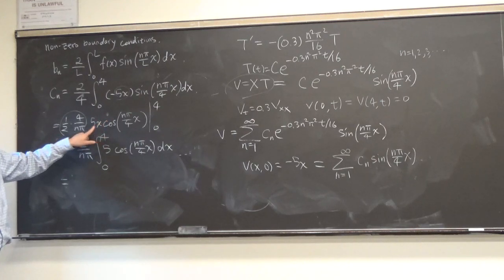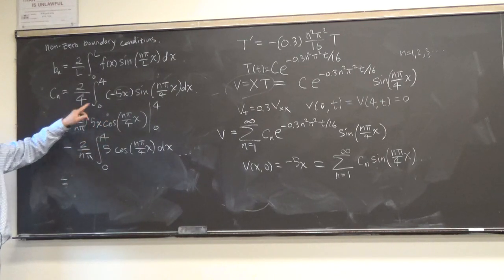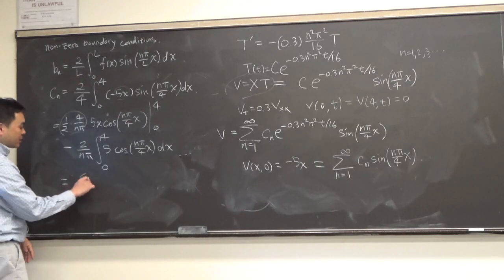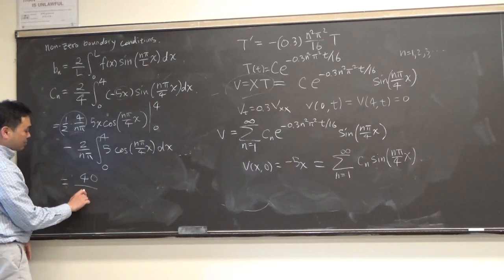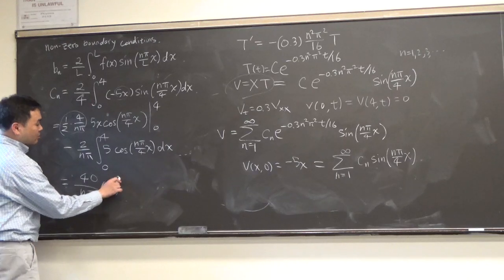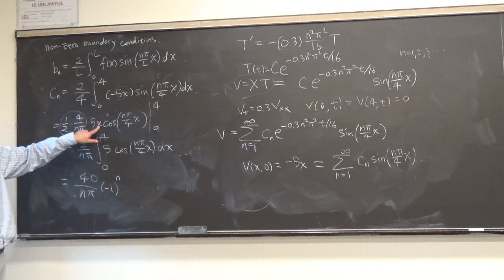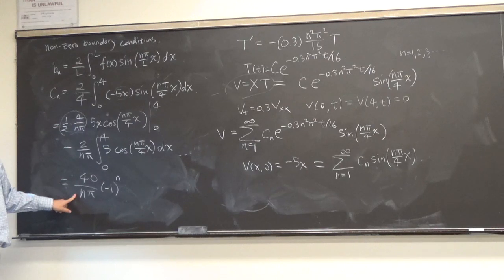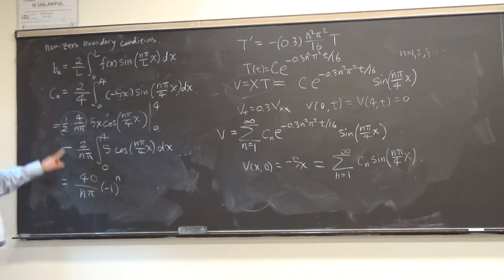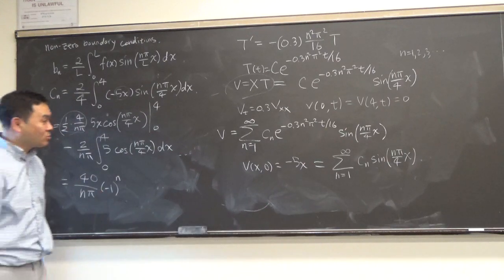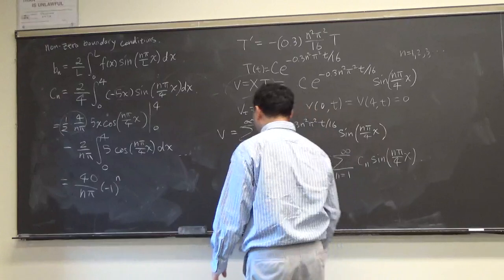When you plug in 4, half of 4 is 2. 2 times 4 would be 8. 8 times 5 would be 40. So you're going to get 40 over n pi, negative 1 to the nth power. All right, and then when you plug in 0, because you're plugging in 0 into 5x, you get 0. So this is the only thing that you get out of this integral. And because now you've figured out your Cn to be 40 over n pi times negative 1 to the nth power, now we have the solution for V.